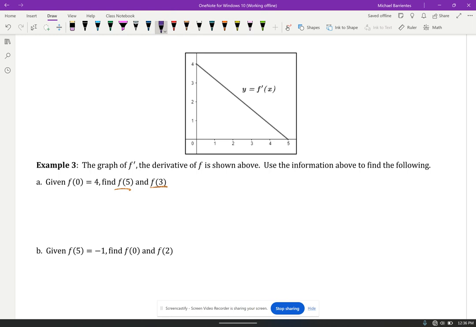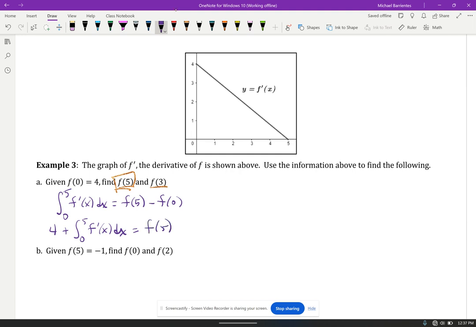So remember what the fundamental theorem says. Let's do this one first. To take the integral from 0 to 5 of f prime of x dx, that's the antiderivative of f prime, or the original function f, evaluated at 5 minus the same function evaluated at 0. But we already know that f of 0 is 4, so I'm going to add this over, and we get 4 plus the integral from 0 to 5 of f prime of x dx. That's going to give us f of 5.